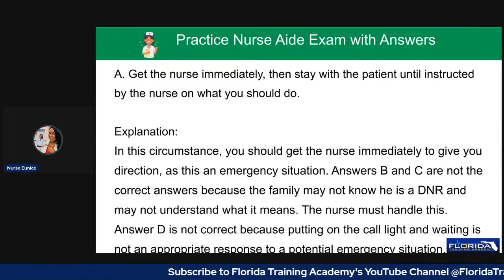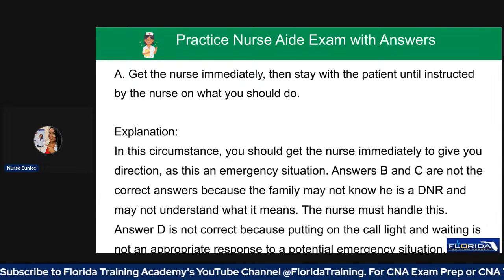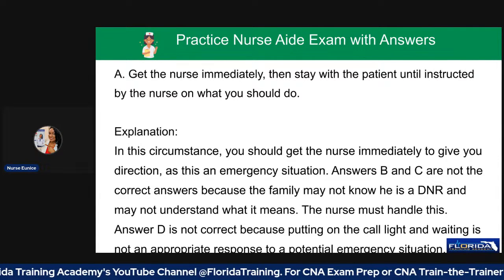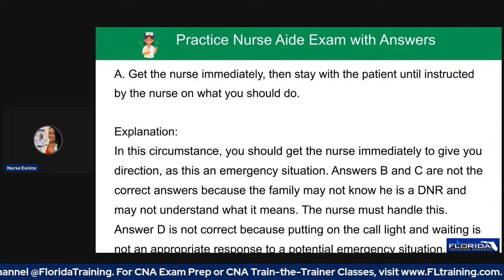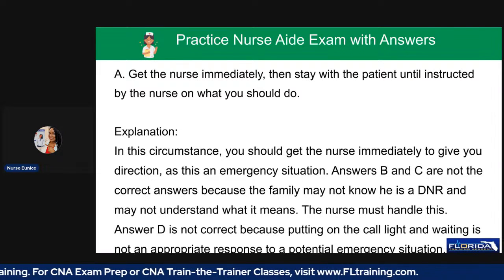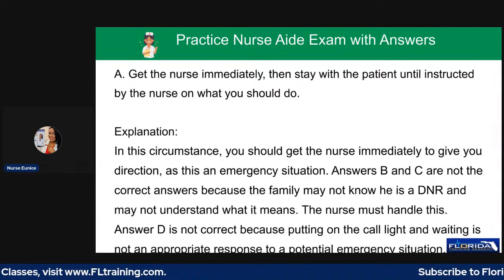In this circumstance, when you get the nurse, this is an emergency situation. However, we will not perform CPR because it would go against the resident's or the patient's wishes. We would have to educate the family on their wishes. And when I say we, I mean you would get the nurse and then the nurse would do so. You would just be there in a supportive role.